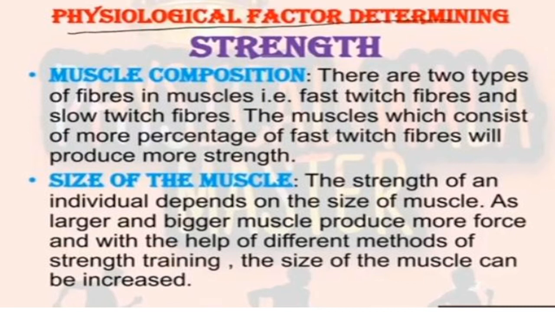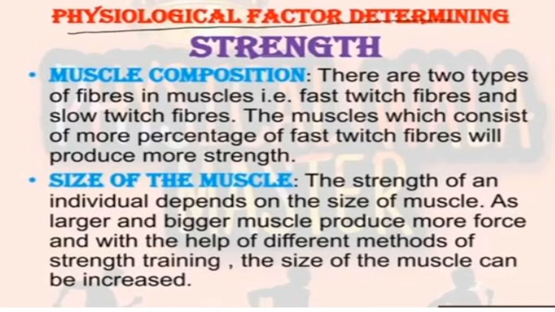The next physiological factor determining the component of physical fitness is strength, in which the first point is muscle composition. Each muscle consists of basically two types of muscle fibers, fast twitch fibers and slow twitch fibers. The fast twitch fibers are capable of contracting faster and therefore they can produce more force. On the contrary, the slow twitch fibers are not capable of contracting faster, although they are capable of contracting for a longer duration. The muscle which has a higher percentage of fast twitch fibers can produce more strength.